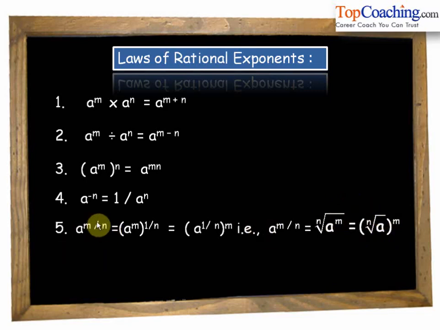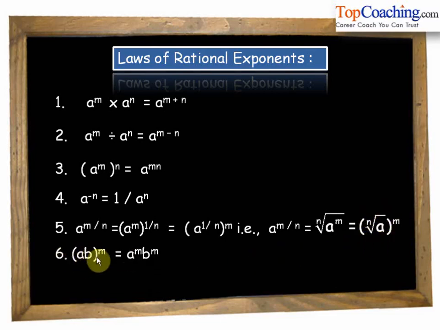Now m by n could be written as m into 1 by n. We can write this as a to the power of m whole to the power of 1 by n, and again these two powers can be interchanged. Now a to the power of m by n is nothing but equal to the nth root of a to the power of m, and this could be written as the nth root of a to the power of m.